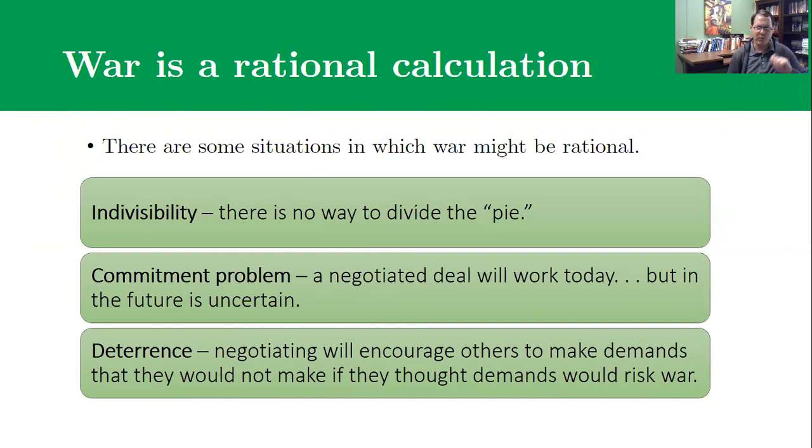It should be possible to just write a check and pay for the cost of the Temple Mount, and hopefully that would work, right? Other situations I think are probably a little bit more common are what we might describe as the commitment problem, right? This is where we can sit down and hammer out an agreement and figure out something that will work today, and it will be seen as fair by everybody today.